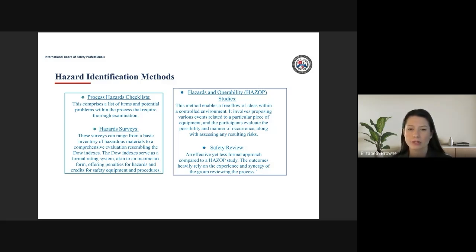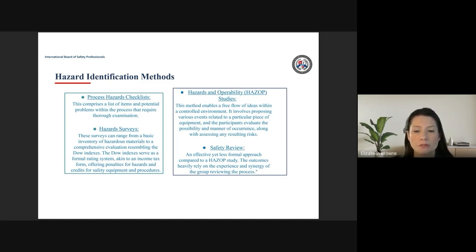We also have the hazard and operability study that's frequently used, where we have a free flow of ideas within a controlled environment. This allows that team to work together to propose various events related to a particular piece of equipment, and participants evaluate and talk through the possibility of that hazard occurring and what the frequency might be, and then those resulting risks would be assessed. We can also use a less formal approach of just a safety review.